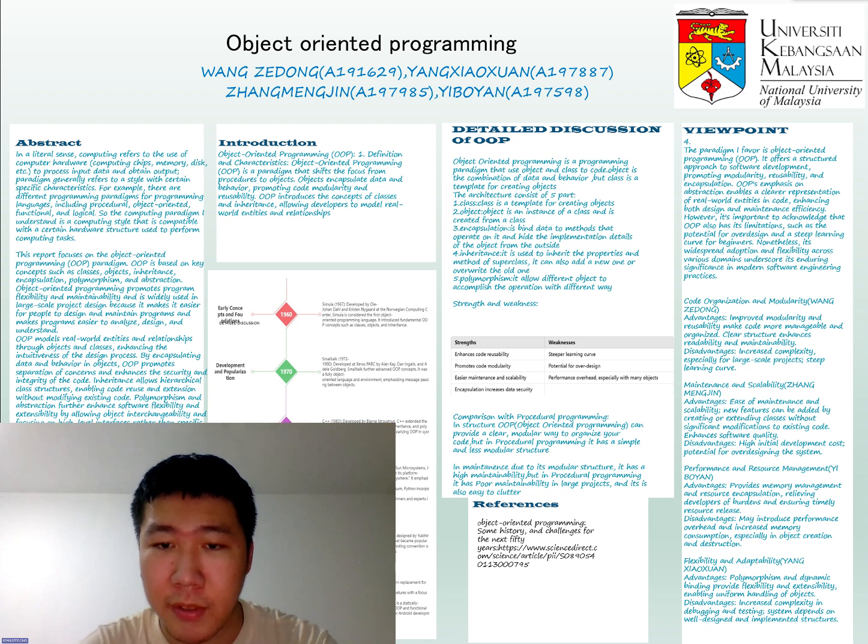To compare with procedural programming, in structure, OOP can provide a clear, modular way to organize your code, but procedural programming has a simple and less modular structure. In maintenance, due to the modular structure, OOP has high maintainability, but procedural programming has poor maintainability in large projects, and it is also easy to become cluttered.